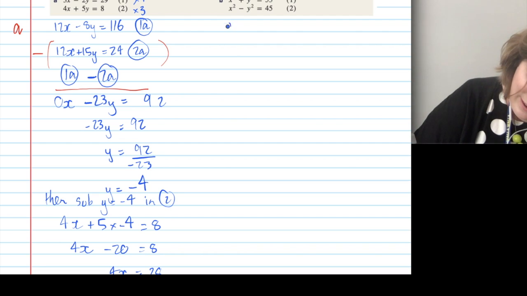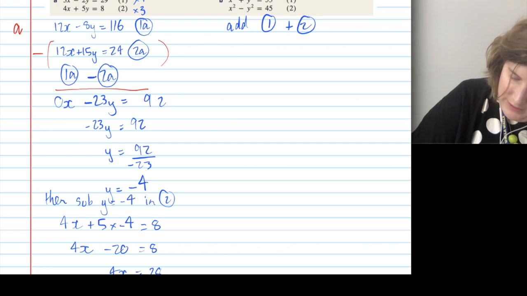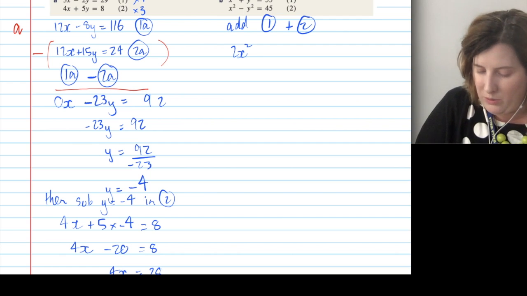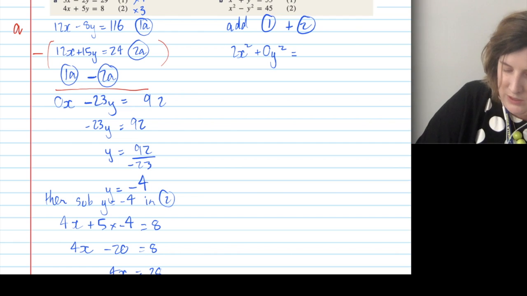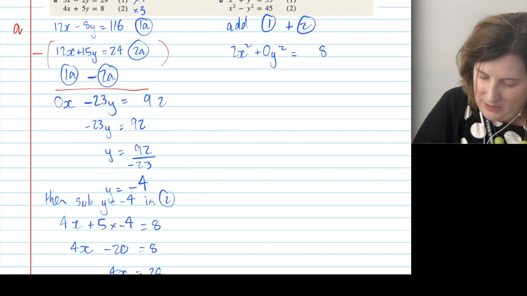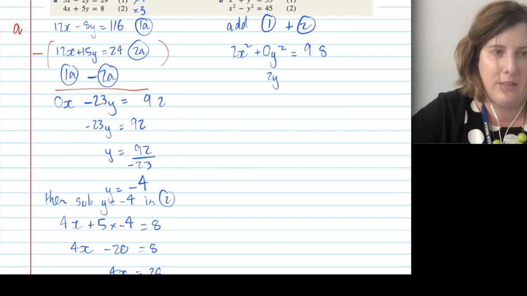So I'm going to add 1 and 2. So x squared plus x squared gives me 2x squared. y squared plus negative y squared gets rid of, makes it 0y squared. 53 plus 45 is something ending in 8. 3 plus 5 is 8, 98. So that means I have 2 x squared.